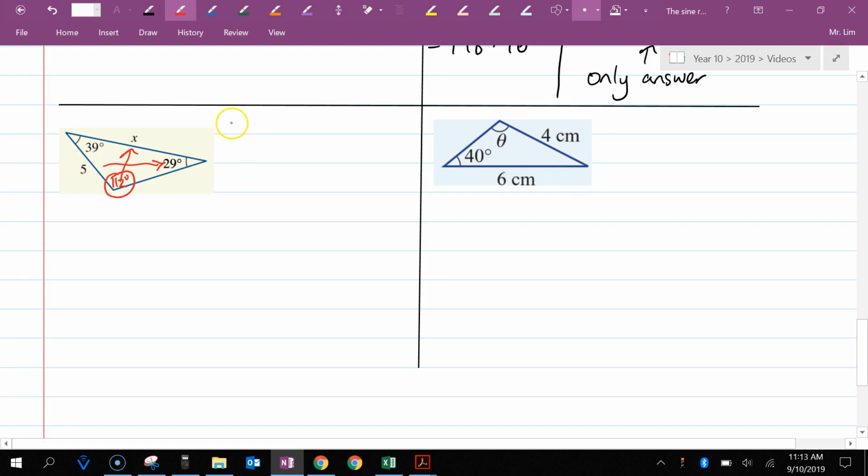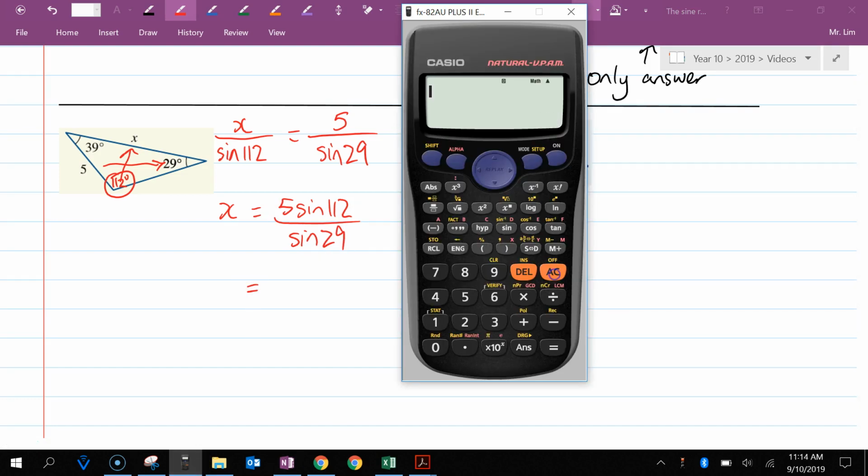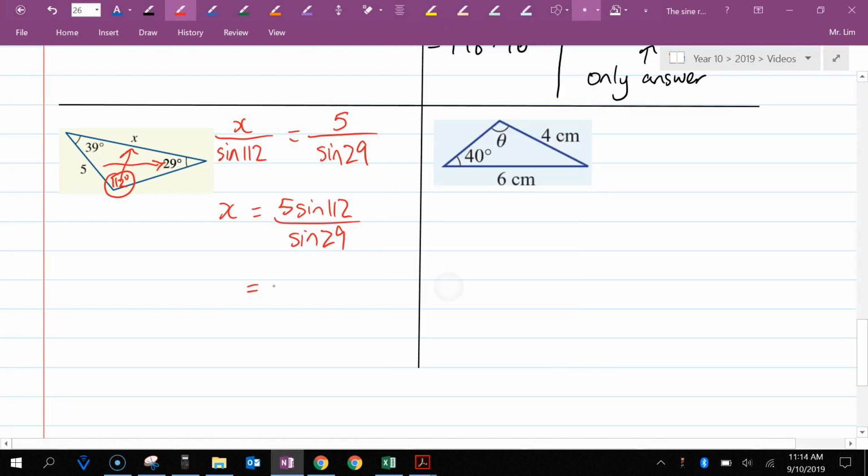So we have, because we're finding a side, we put the side at the top. x over sine of 112 is equal to the side over sine of 29. x is therefore equal to 5 sine 112 over sine of 29. Put that in our calculator. We get 9.56 to 2 dp.